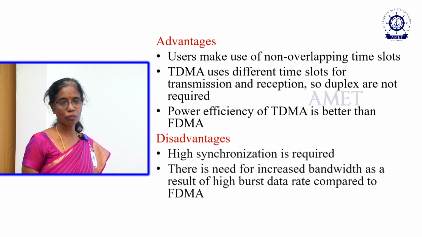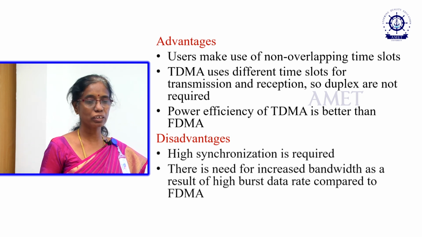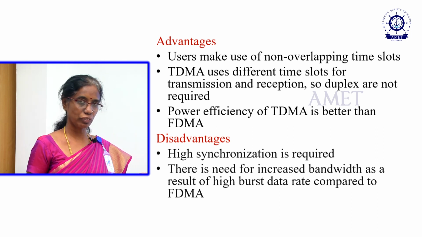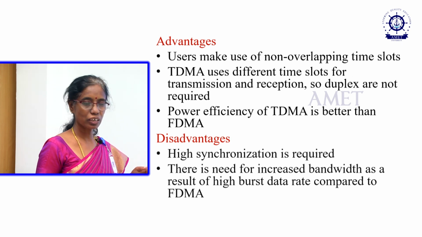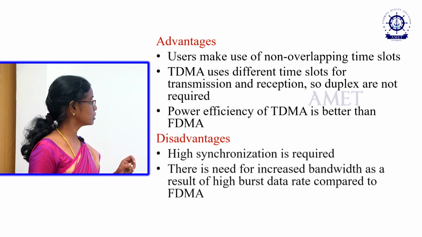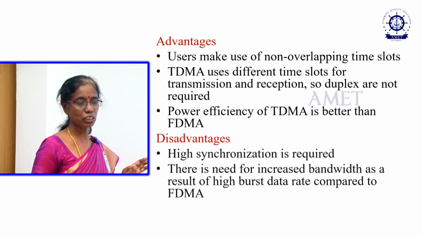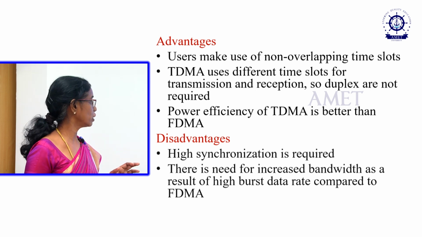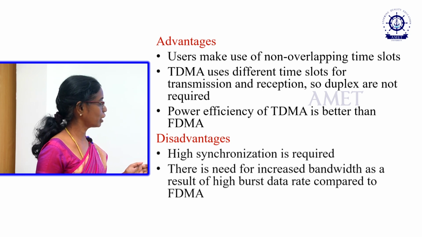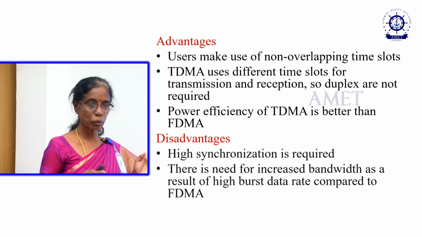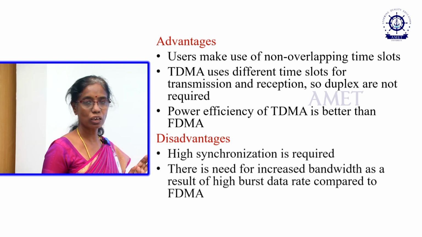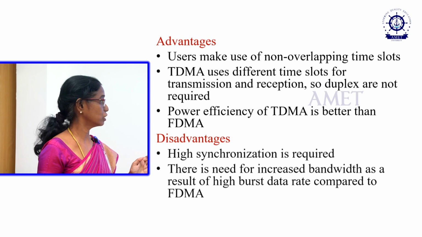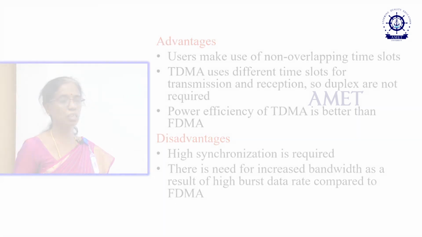What are the disadvantages we have with this? In FDMA we provide a guard band, which is why we can avoid crosstalk, but here synchronization is a very big problem. With that, avoiding crosstalk will be very difficult. Here there is a need for increased bandwidth, because we are allotting different time periods. We have to allot increased bandwidth as a result of the high burst of data. As I told you, the data will be divided into different frames and then into bits, so we are bursting data, and we have to allot a very high bandwidth. Those are the two major disadvantages we have with this TDMA technique.